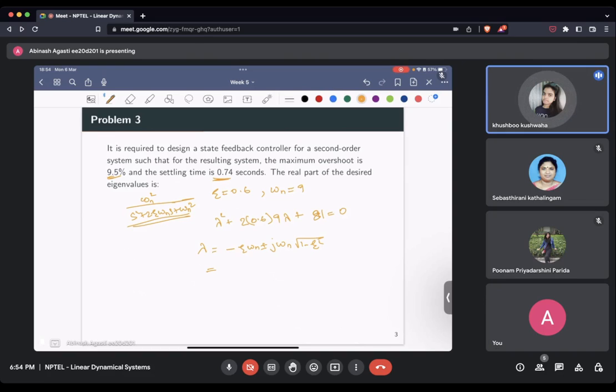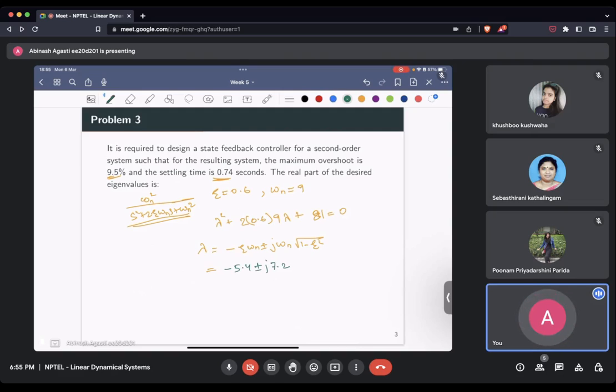So minus 5.4 plus minus j 7.2. Correct. Minus 5.4 plus minus j 7.2. So the real part of the desired eigenvalues is given by minus 5.4. That is what we wanted to find out.